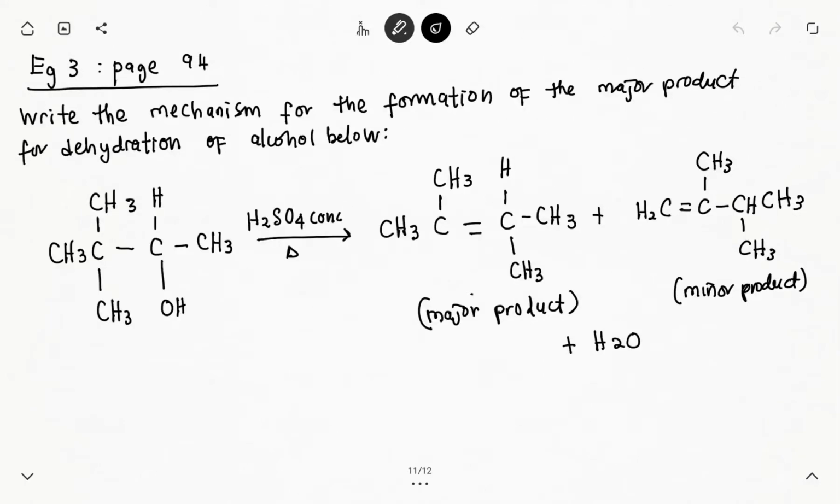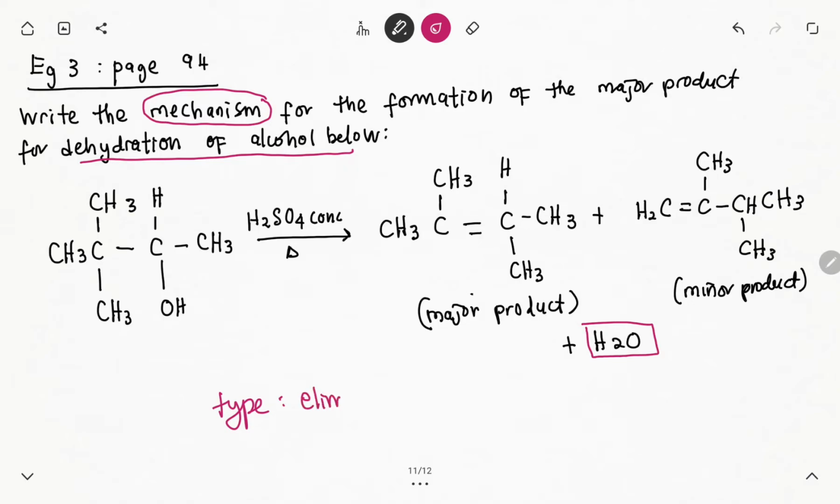So we focus on example 3, mechanism, page 94. The similar target question: write the mechanism for the reaction dehydration of alcohol, and we try to find out the side product formed is water. So it should be your mechanism. The type of reaction must be elimination reaction. So remember this, we have 4 steps, so we consider the first step.